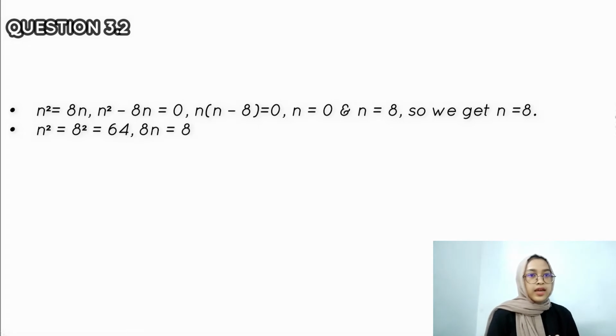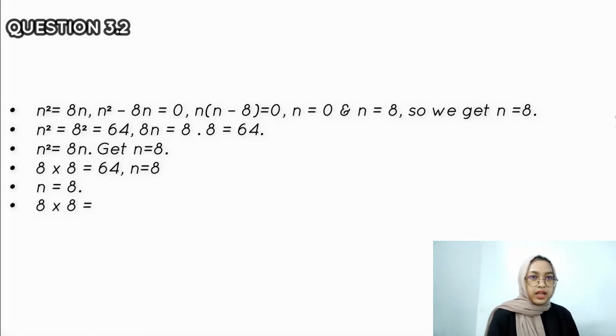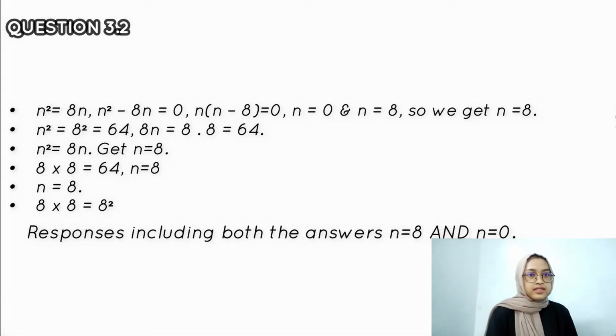8n equals 8 times 8 equals 64. n squared equals 8n, so n equals 8. 8 times 8 equals 64. The response includes both the answers n equals 8 and n equals 0.